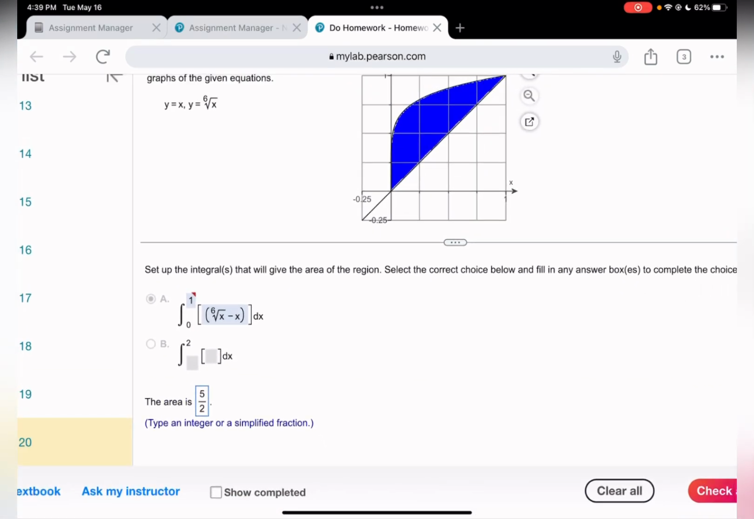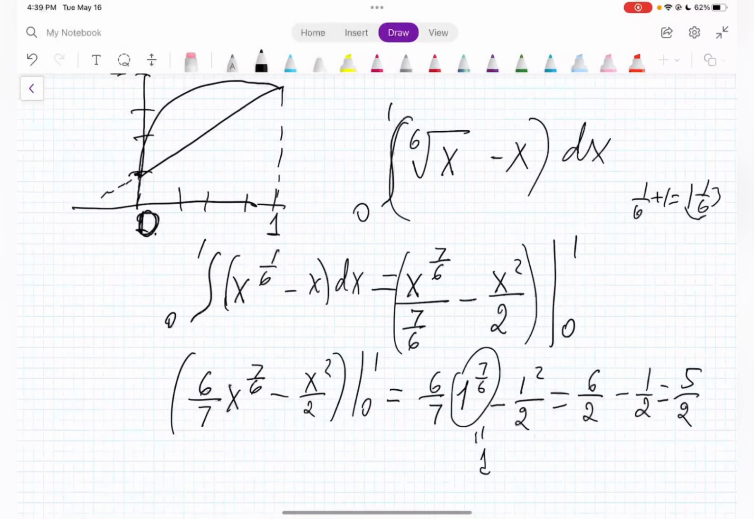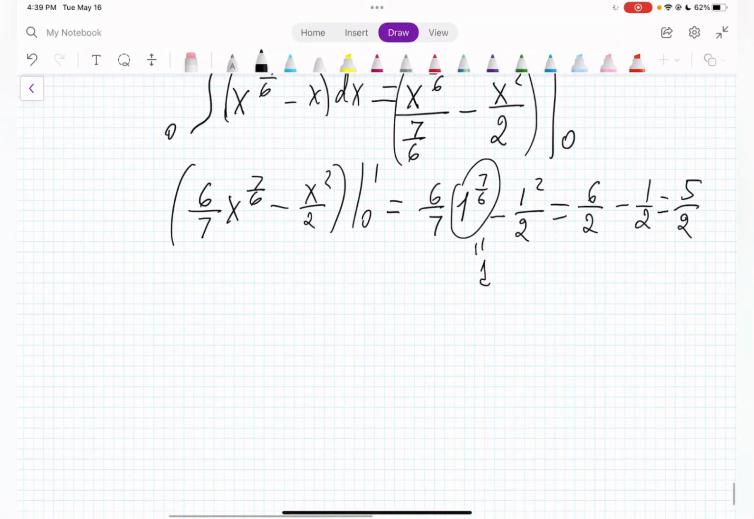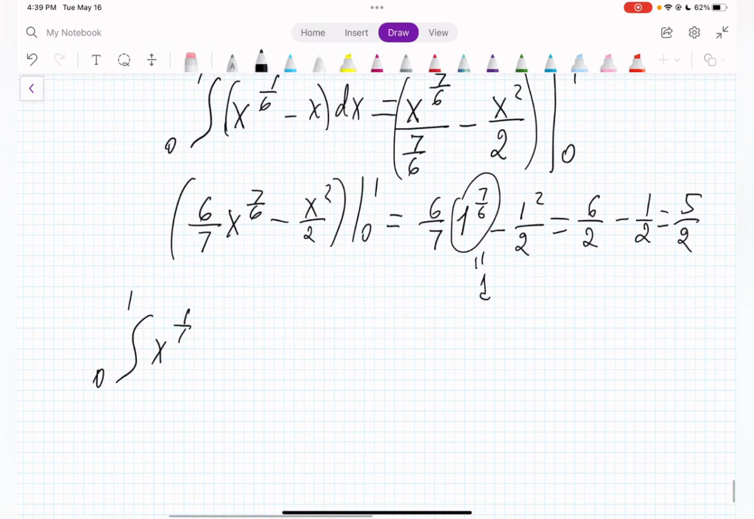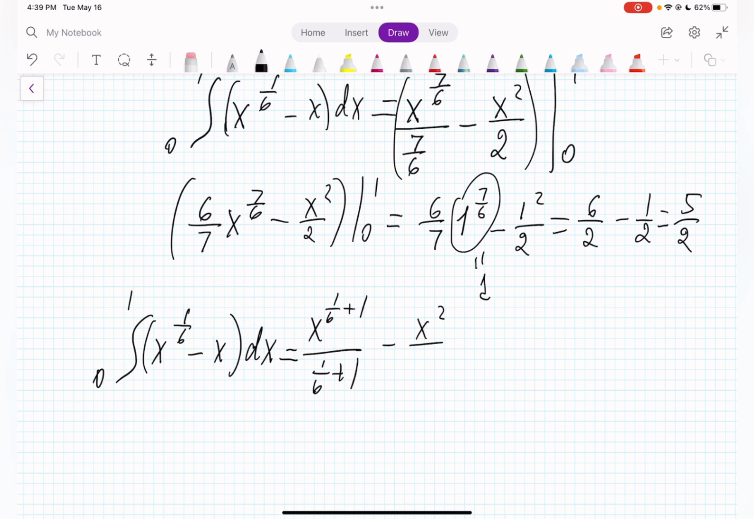Wondering in what format it wants. So let me do it again. Let's solve it again, okay? I'm not going to check, I'm just going to solve it again. So integral from 0 to 1, x to power 1 over 6, because radical 6, okay, minus x dx. So we are getting x to power 1 over 6 plus 1, over 1 over 6 plus 1. I'm going slow, not to have any silly mistake. Square. Okay, and here we are getting 0 and 1.